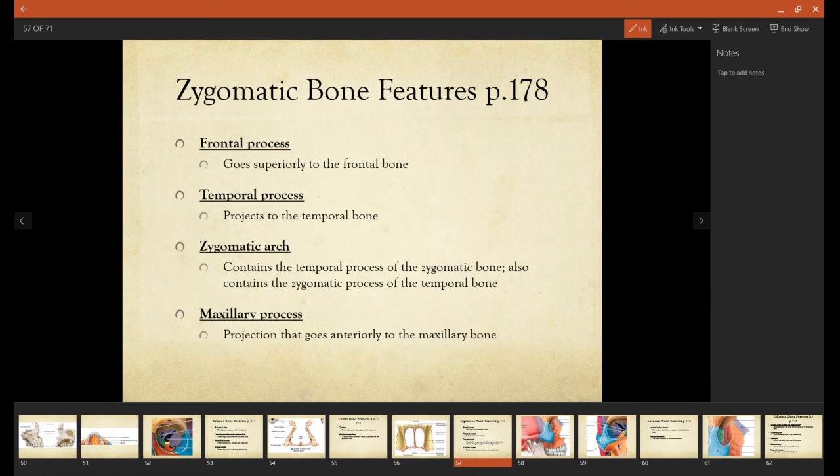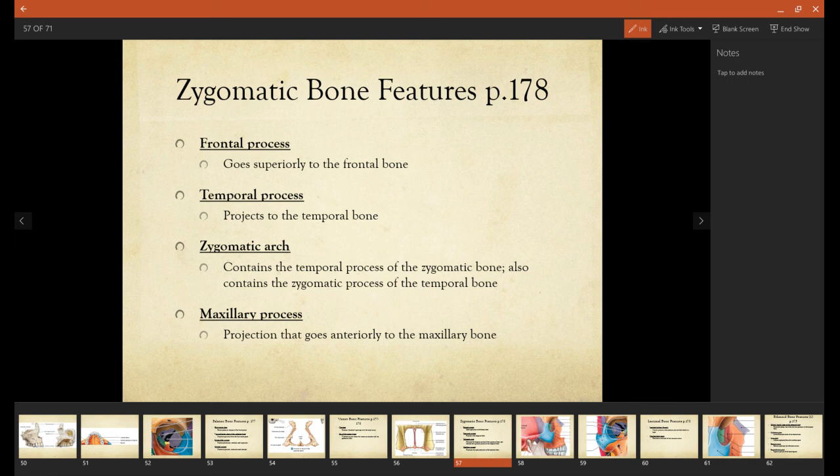Now the zygomatic bone is going to have a few processes. It'll also have a frontal process going to the frontal bone. It's going to meet up with the zygomatic process of the frontal bone. It'll have a temporal process that's going to go to the temporal bone and meet up with the zygomatic process of the temporal bone. And together, those two processes are going to form something called the zygomatic arch.